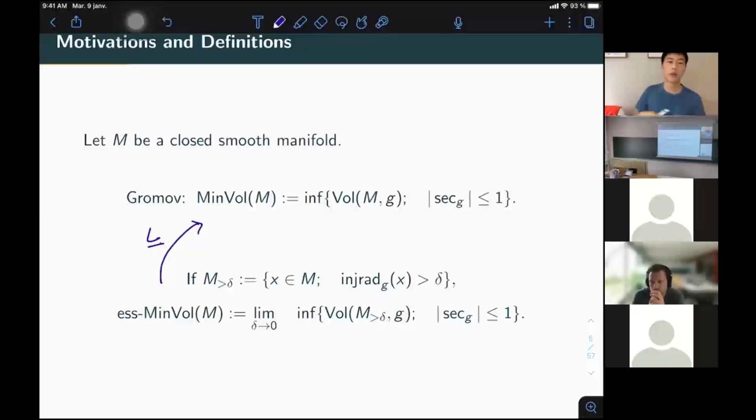And so it's a quantity that is easier to bound than the minimal volume, and we're going to bound the essential minimum volume in the case of Einstein manifolds. We're going to ask some questions about the minimal volume. One thing to understand is that the minimal volume and the essential minimum volume are different. They can be arbitrarily different in any dimension at least 4.